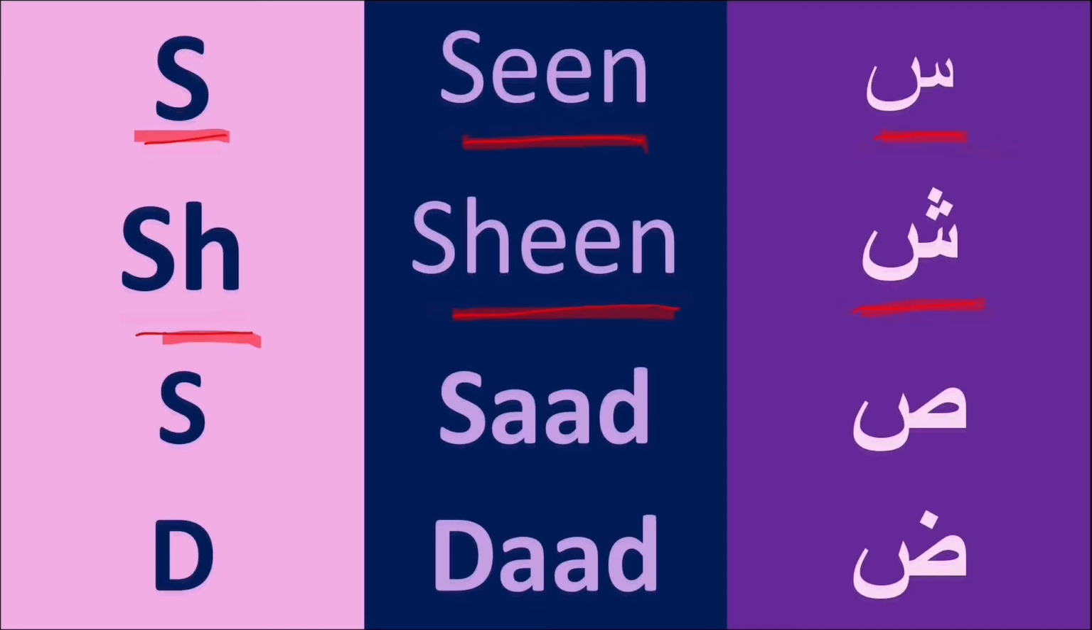Next letter is sod. Sod. It sounds like S but heavy. Heavy S. Okay. Next is dodd. Dodd. It sounds like D but a little heavy. Okay. So seen has no dot. Sheen has three dots up. Sod has no dot. And dodd has one dot up.